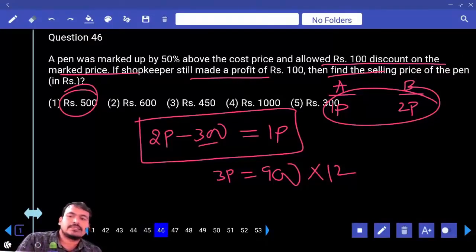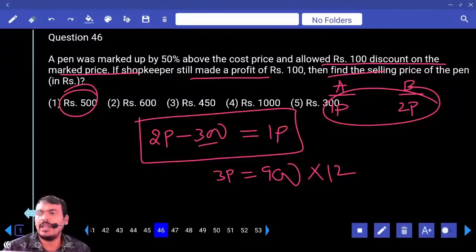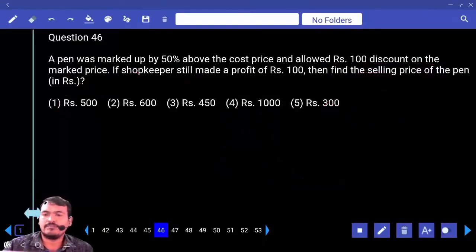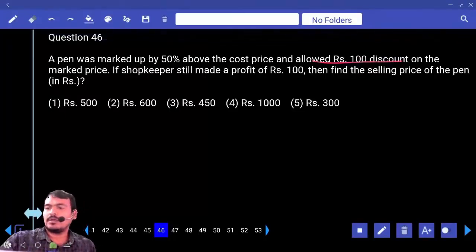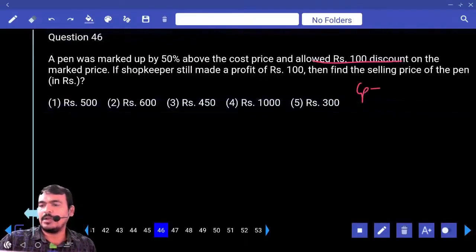Next, 46. A pen was marked up by 50% above the which one? Cost price, and allowed 100 rupees discount on the marked price. The shopkeeper still made a profit of how many rupees? 100. Then find the selling price of the pen. First of all, the market price value is 50% above which one? Cost price. But how many rupees of discount are allowed? 100 rupees discount. Suppose I treat the cost price as 100%.